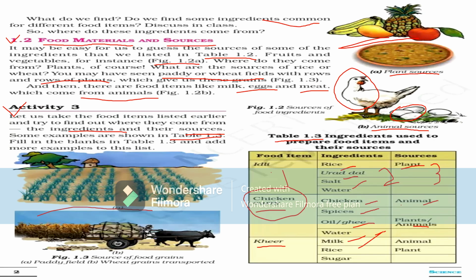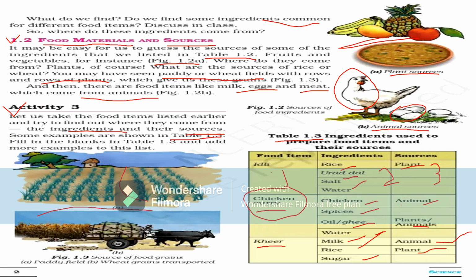So next, the third will be kheer. As you all like sweets, for kheer we use the ingredients milk, rice, and sugar. Milk comes from animals such as the cow and buffalo, etc. And the rice comes from the plant. We grow rice in the field, so we get the rice from the field.